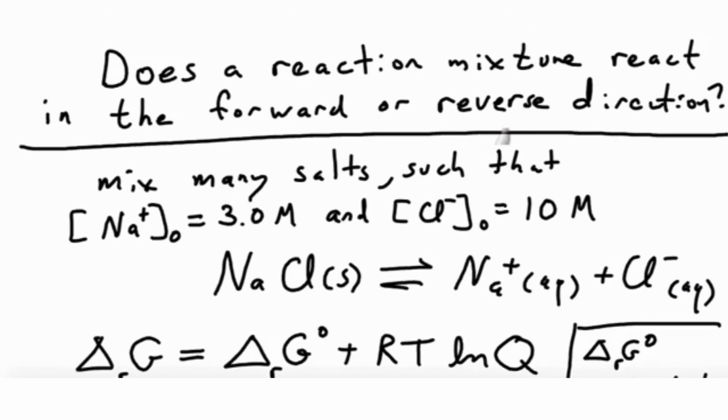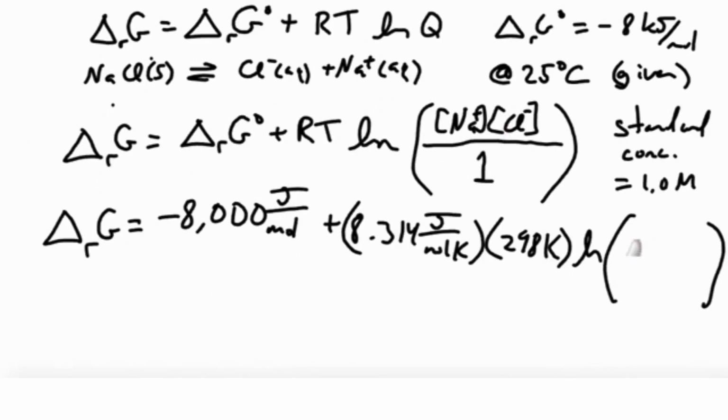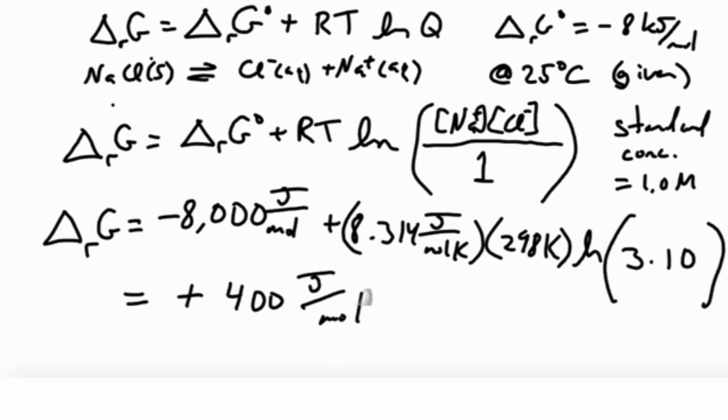If we look back at the problem statement, that was 3 molar, and the chloride was 10 molar. So we've got 3 times 10. So that's the unitless concentration, right? It's the concentration divided by 1 molar. Okay, great. Let's go ahead and plug in the numbers here. And once we take the log of 30, multiply it by this, multiply it by that, we end up with delta G coming out to a positive 400 joules per mole. So not very positive, but still positive.